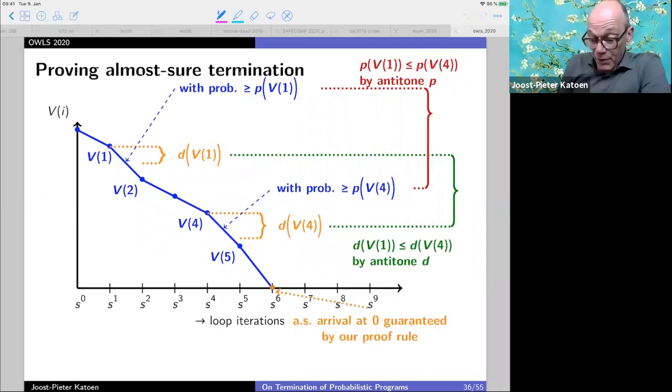So actually, the theorem now says that almost surely you will hit 0. It's not by a kind of well-founded argument, it's basically because of the proof rule and the proof of the proof rule that says this.